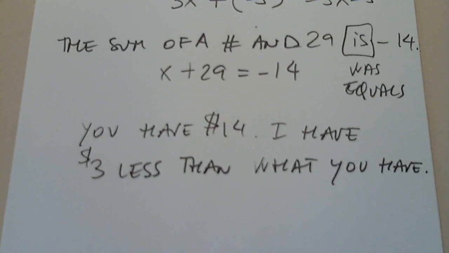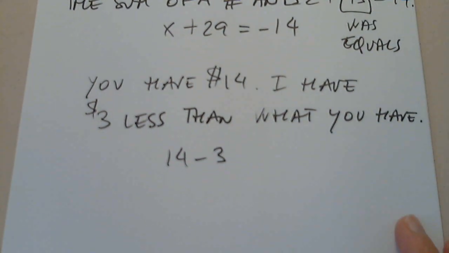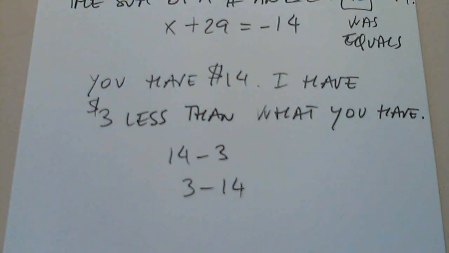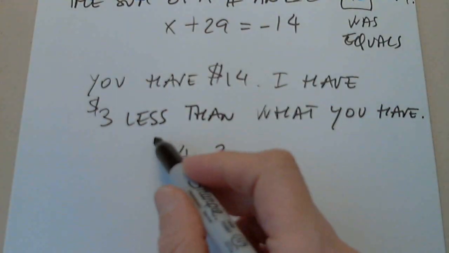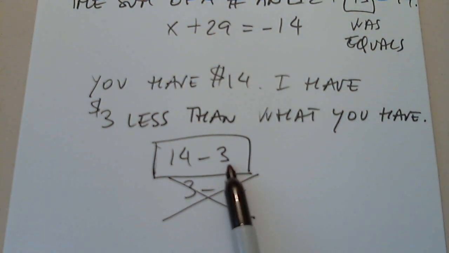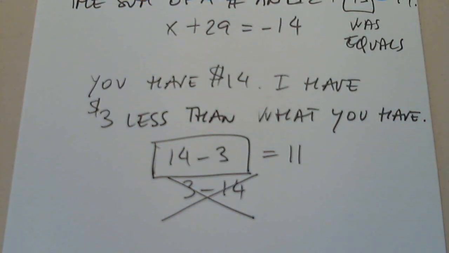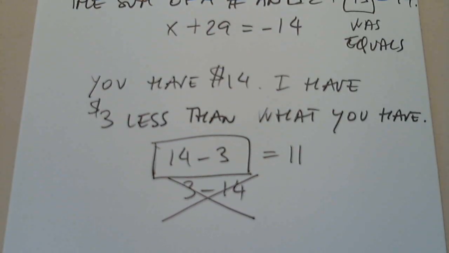$11? Yes. So I have 14 minus 3. I want everyone to understand that this is not 3 minus 14. When we say 3 less than, that's exactly what we mean. We do not mean 3 minus 14. We mean 14 minus 3. And that is indeed $11.